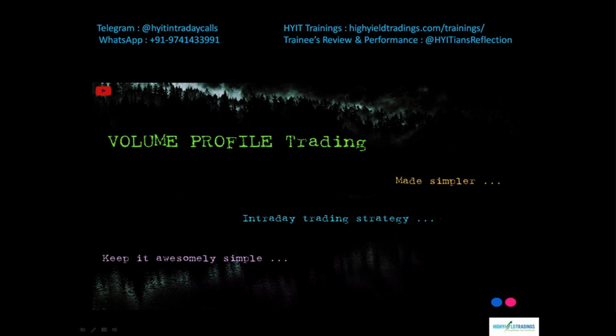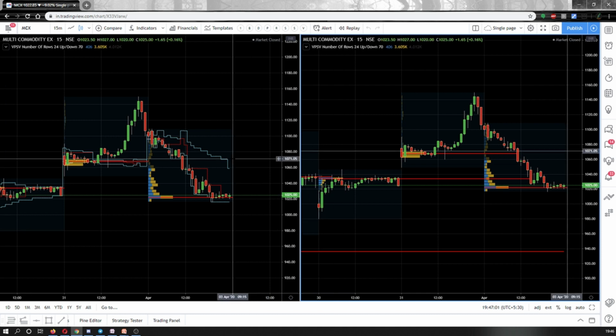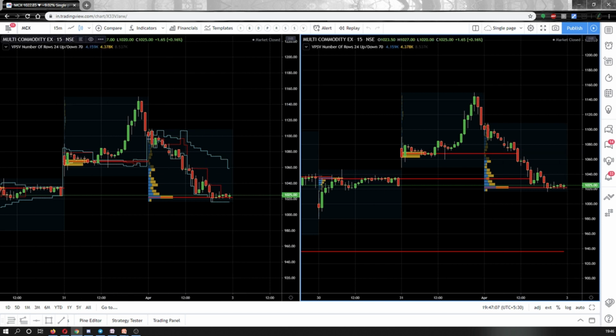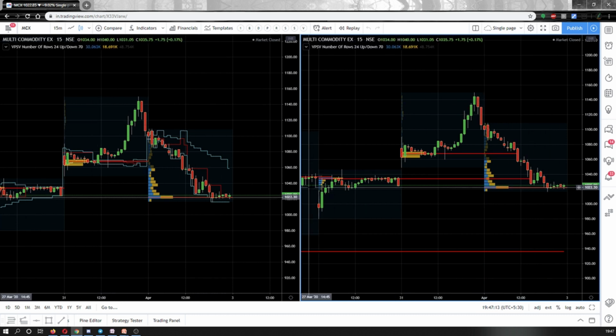Okay, now let's jump on to the charts. Let me bring up the chart here. So this is a 15 minutes chart of MCX. MCX is one of the scripts that is being traded in the NSE. As you can see here, MCX, and the time frame is shown up here, 15 minutes. Both the charts that you see here are 15 minutes.